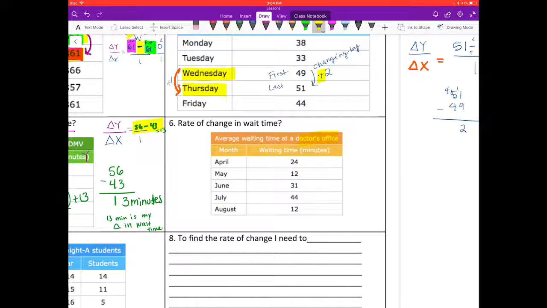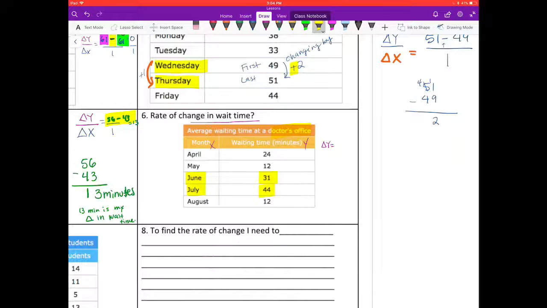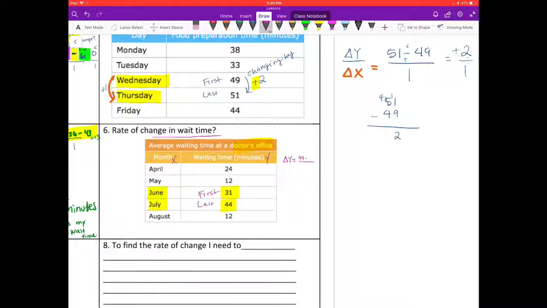So at the doctor's office, okay, there's my story. Here's my X, here's my Y. I need to find my change in wait time again. So my change in Y, just my change in Y, and I'm going to look at, okay, this is my last, this is my first. So then we do 44 minus 31. And then we know that this is over a month, right? So that's my change in x, but I don't really need it. So then do my stacking. 4 minus 1 is 3. 4 minus 3 is 1. Oh, also 13. So there was an increase in 13 minutes.